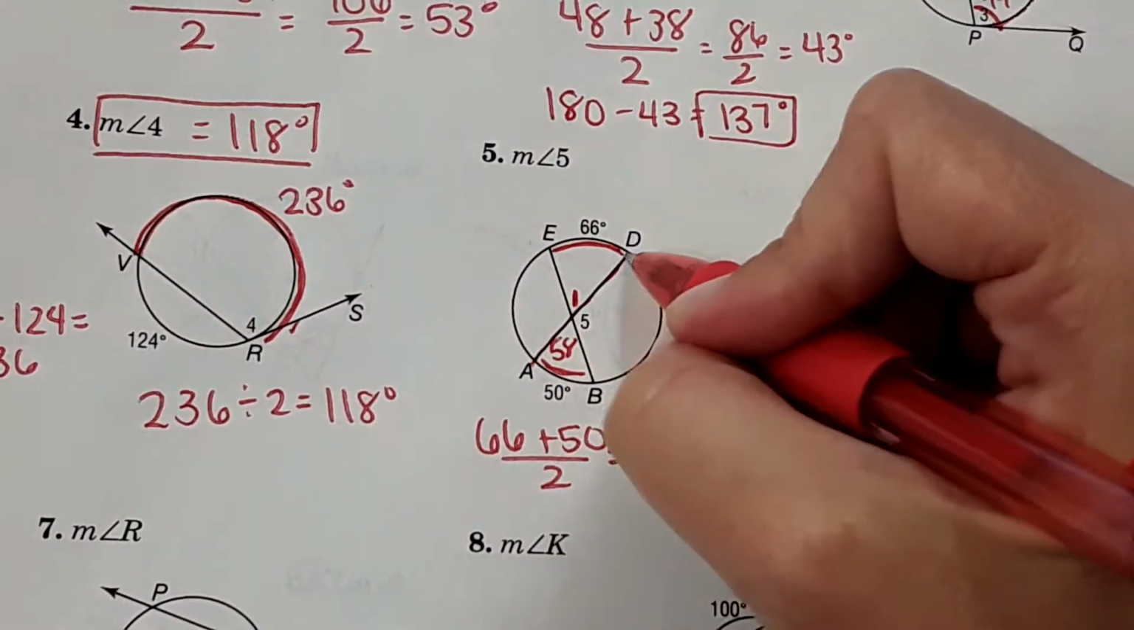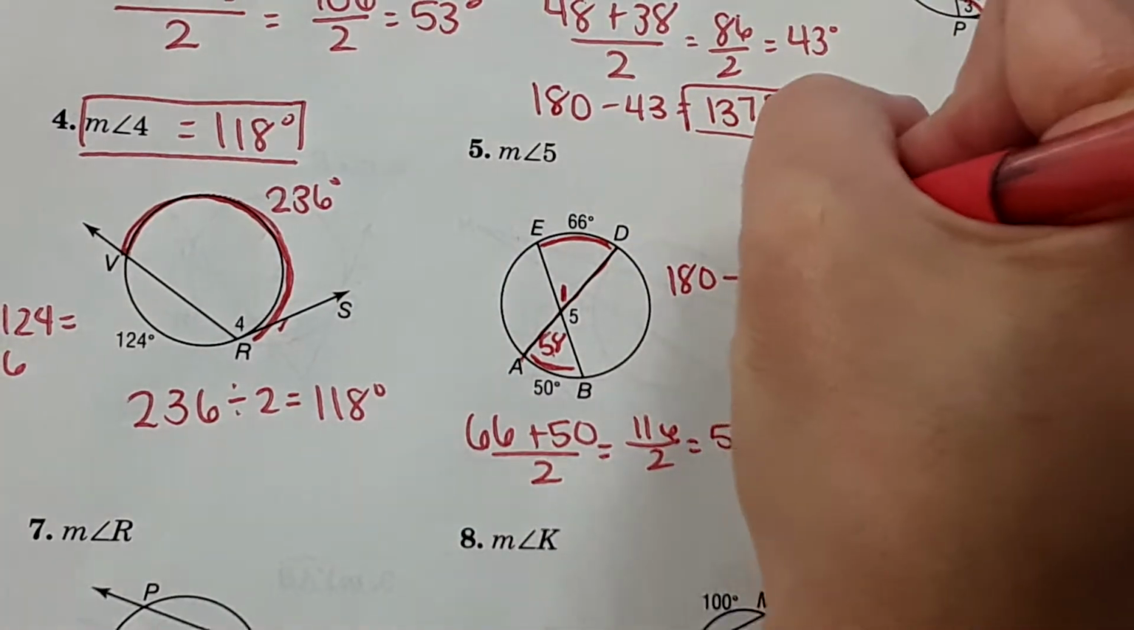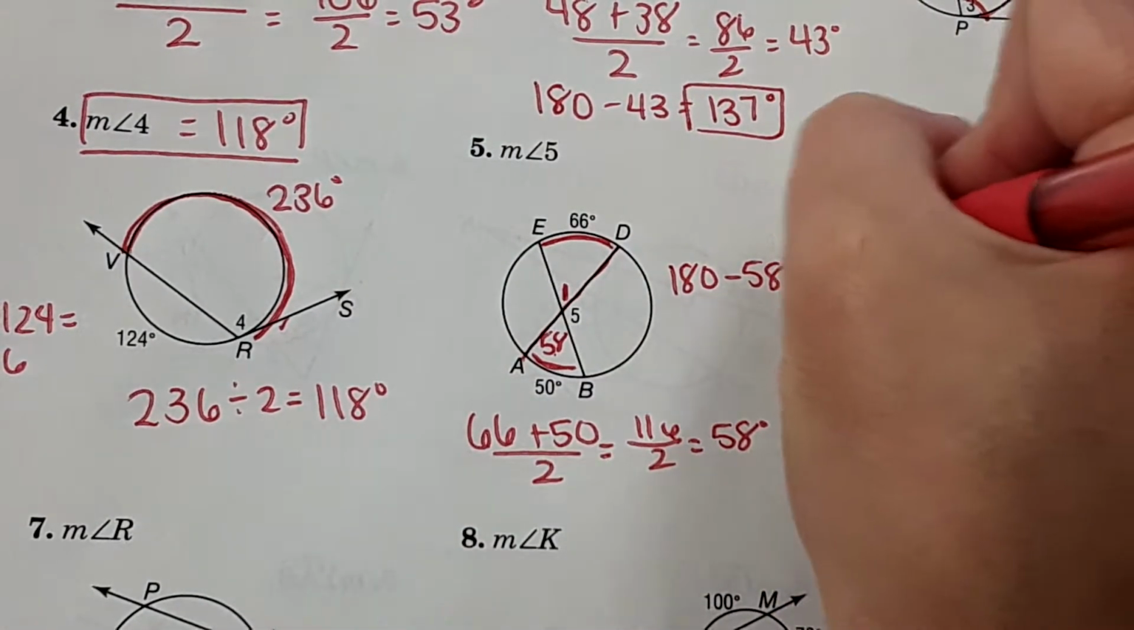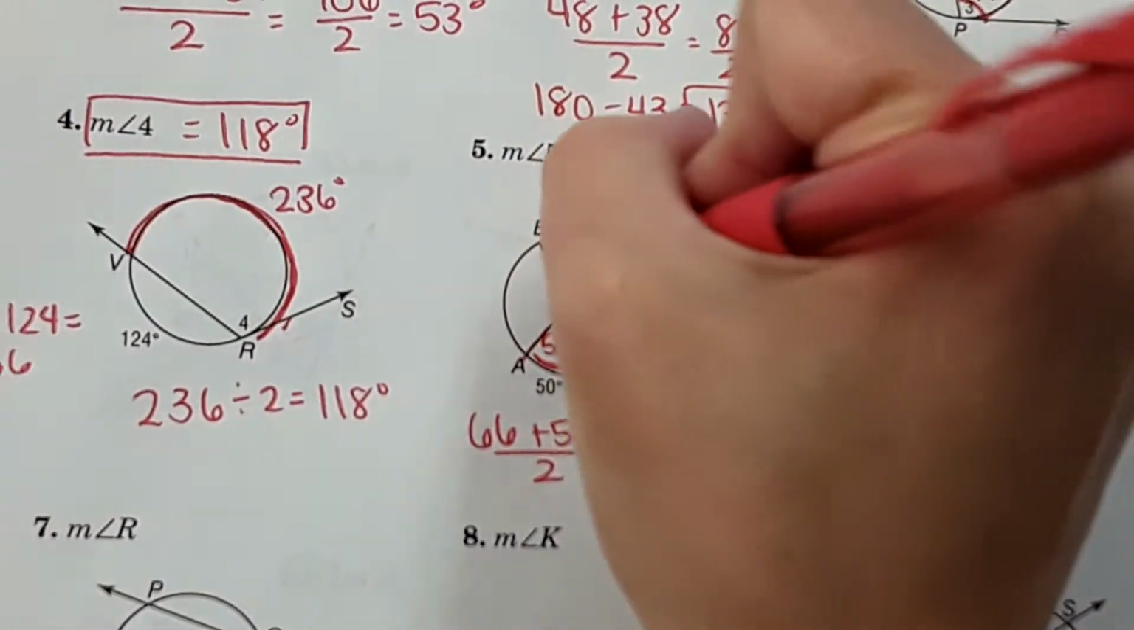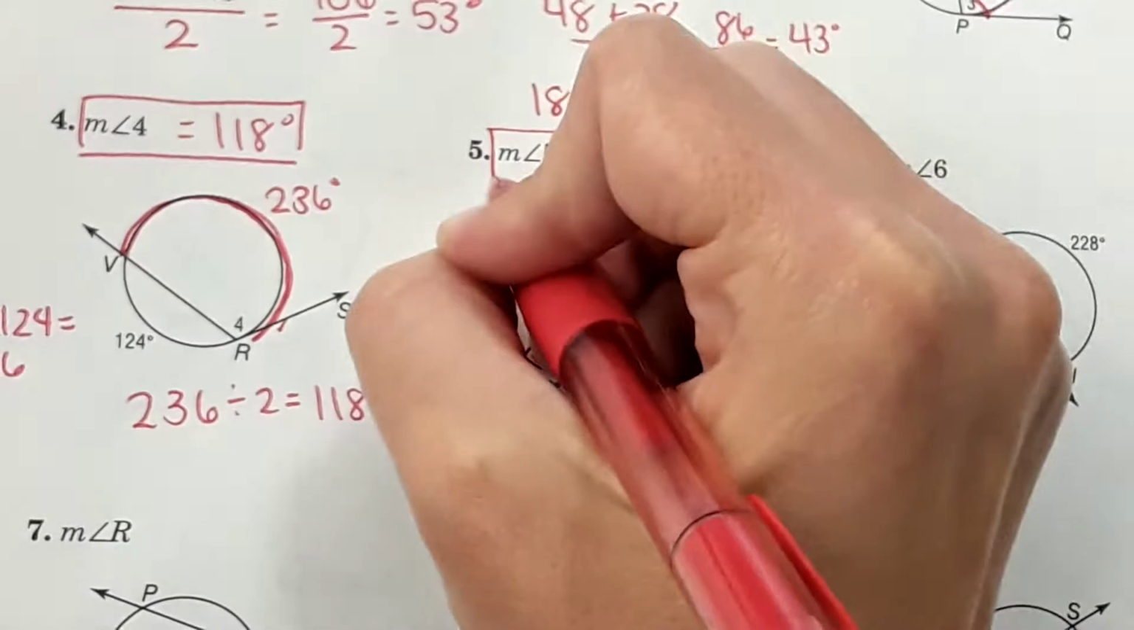This shows a straight line, so that means these two angles are supplementary. 180 minus 58 gives us 122 degrees. So the measure of angle 5 is 122 degrees.